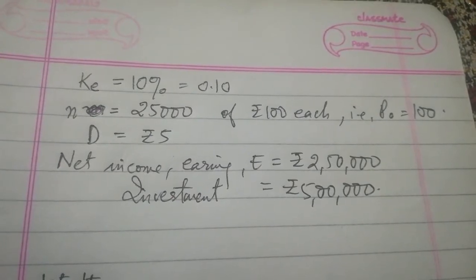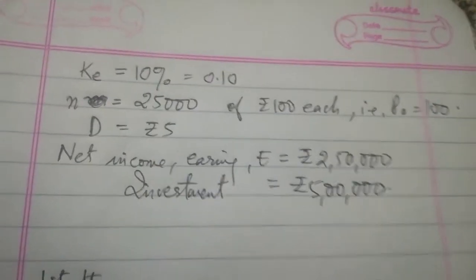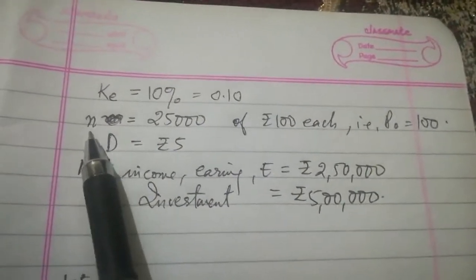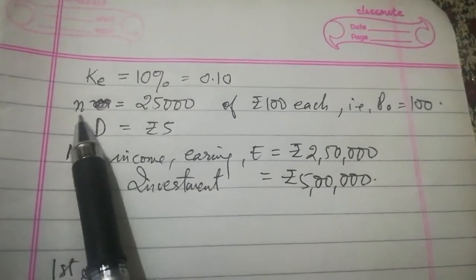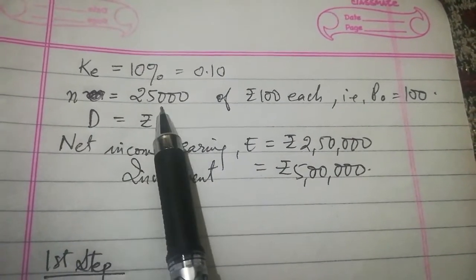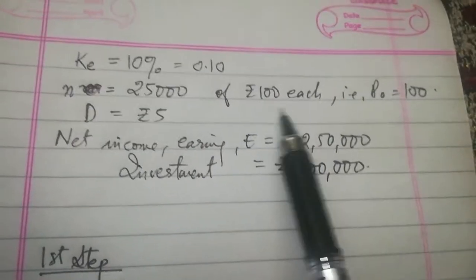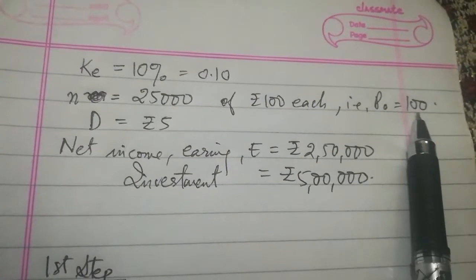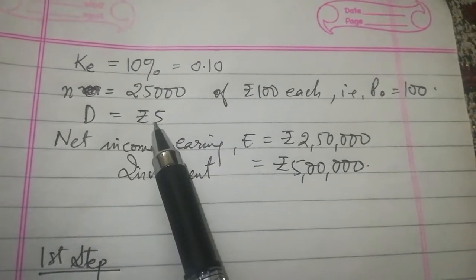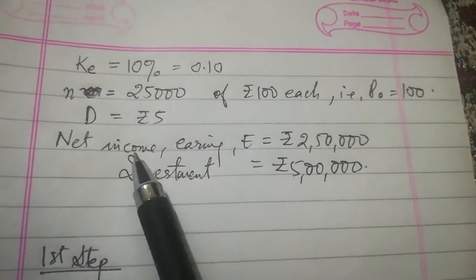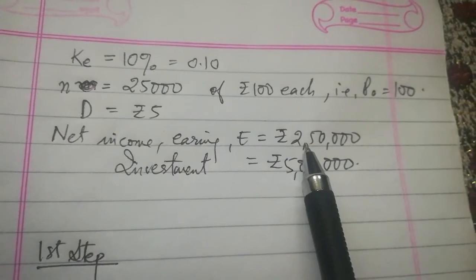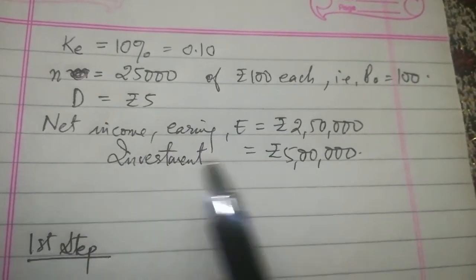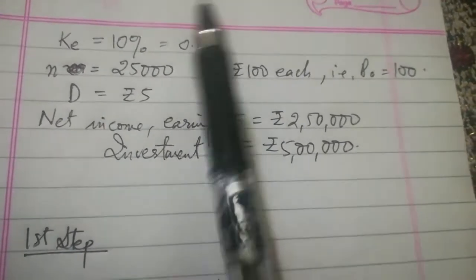They are saying capitalization rate, that is KE, is 10%. N, they are saying that the number of shares is 25,000. This also is given in the question, and it is 10 rupees each. They are saying that the present price of the share is 100. That means P0 is 100, and dividend they are saying is 5 rupees. Then net income, that is earnings, E is 2,50,000, and they have given investment also. Investment is 5 lakh. All of this is given in the question.